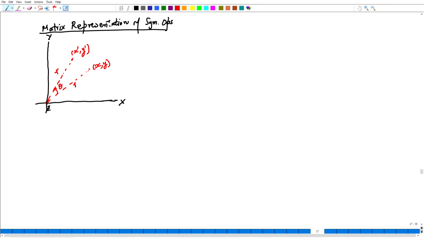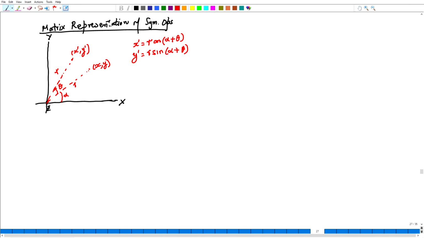Now, I can write the new coordinates in the following way. I can write down x prime equals r cos of alpha plus theta. Similarly, y prime can be written as r sine alpha plus theta.